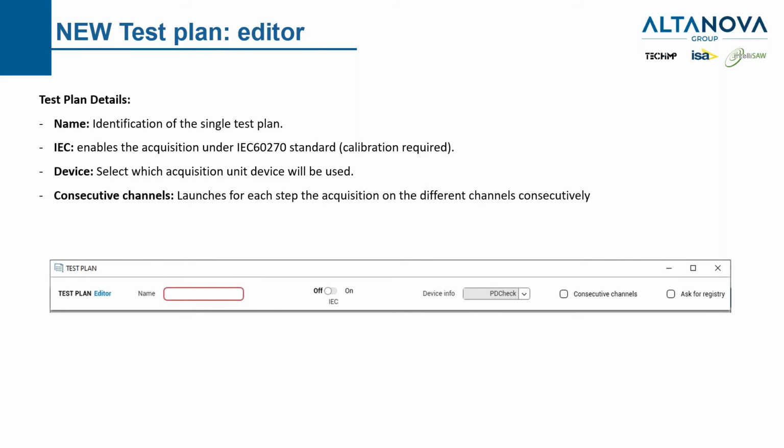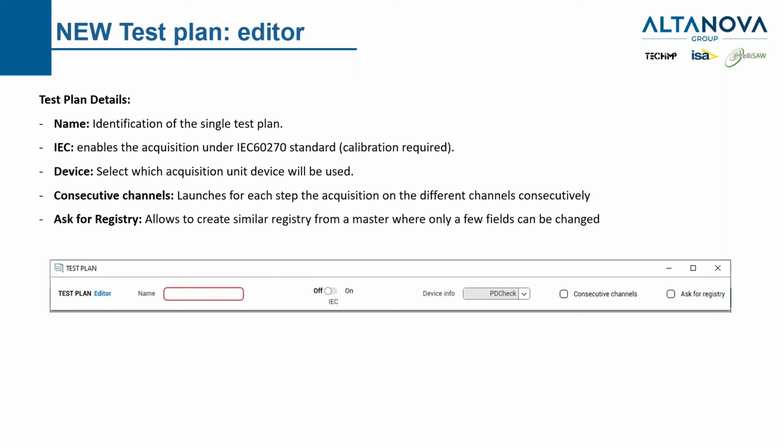And we also have a chance to select if we want to run consecutive channels. So we just push acquire on the system, and if the acquisition shall be made in 3 channels, it will automatically go from 1 to 3 without asking anything to the operator.